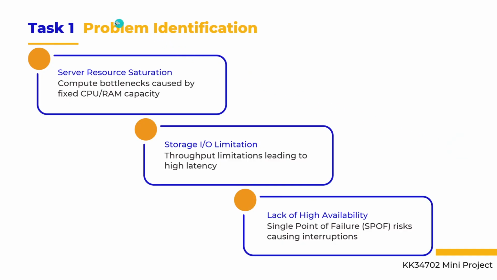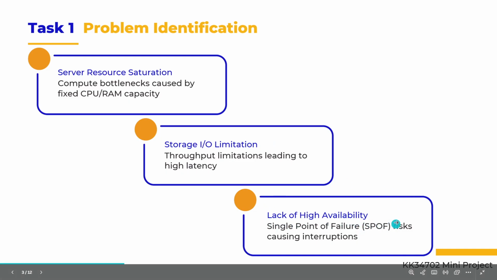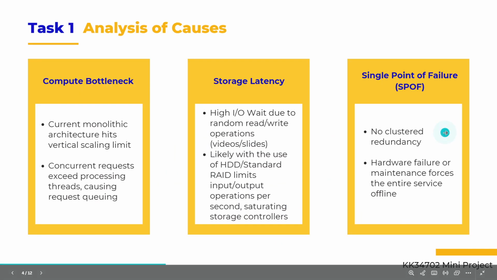The problem identification. There are three problems within the university system, which are server resource saturation caused by compute bottlenecks through fixed CPU and RAM capacity. Next is storage input-output limitations, the throughput limitations leading to high latency, and then the lack of availability due to single point of failure, or SPOF, risks causing interruptions.